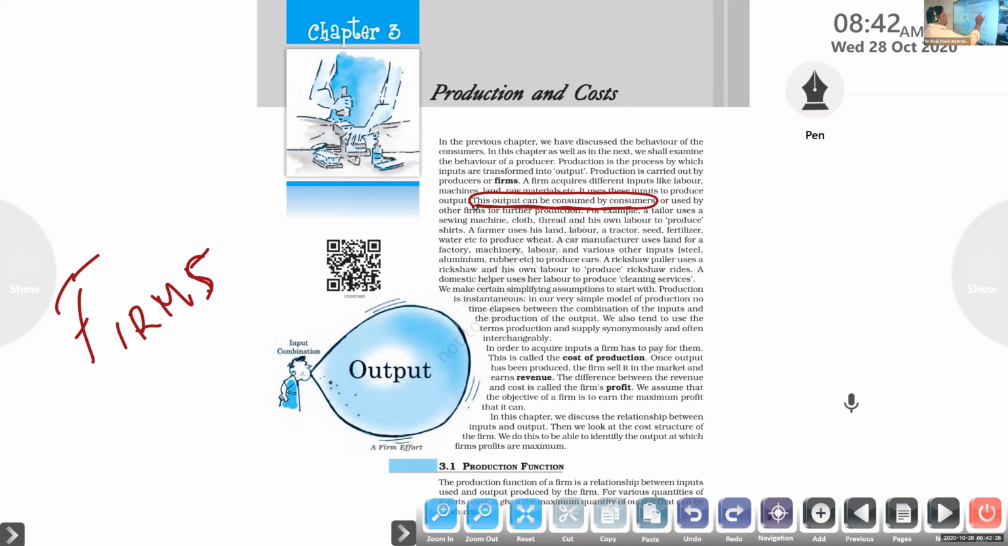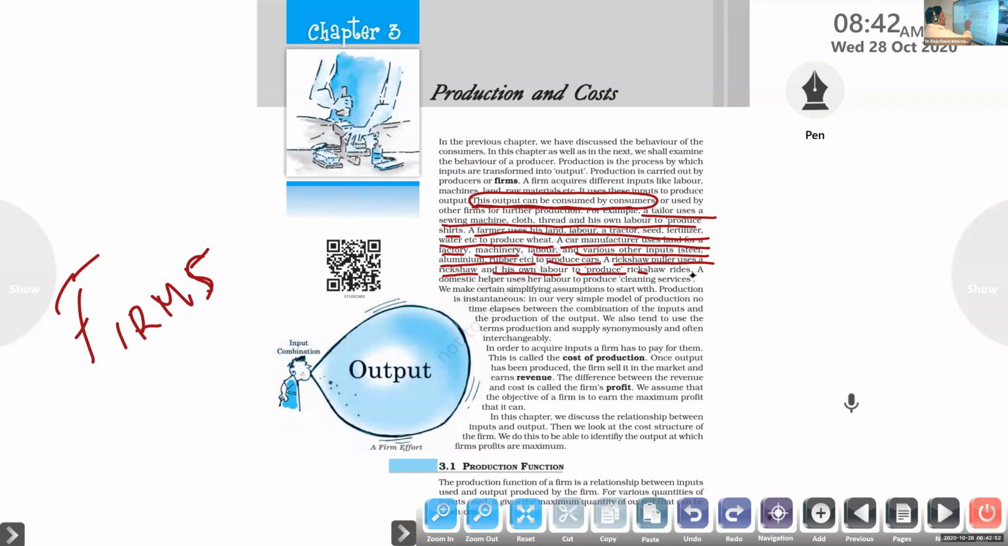Here you can see a number of examples. A tailor uses a sewing machine, cloth, thread, and his own labor to produce shirts. A farmer uses his land, labor, a tractor, seed, fertilizer, water, etc. to produce wheat. A car manufacturer uses land for a factory, machinery, labor, and various other inputs like steel, aluminum, rubber to produce cars. A rickshaw puller uses a rickshaw and his own labor to produce rickshaw rides. A domestic helper uses her labor to produce cleaning services. We make certain simplifying assumptions to start with.